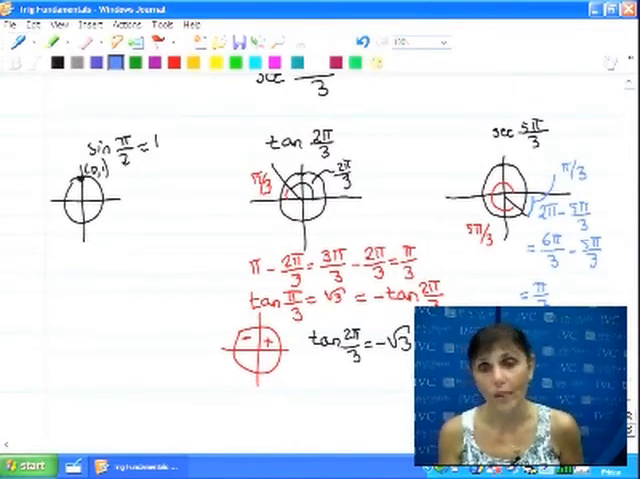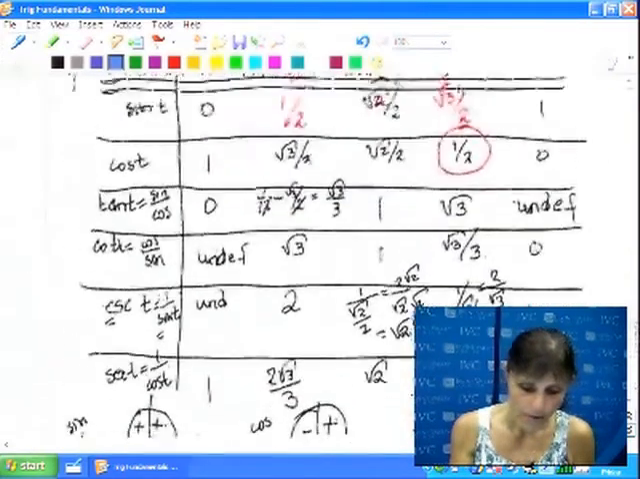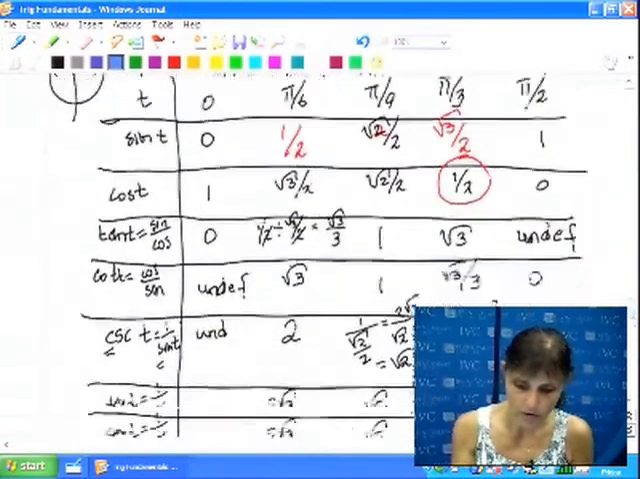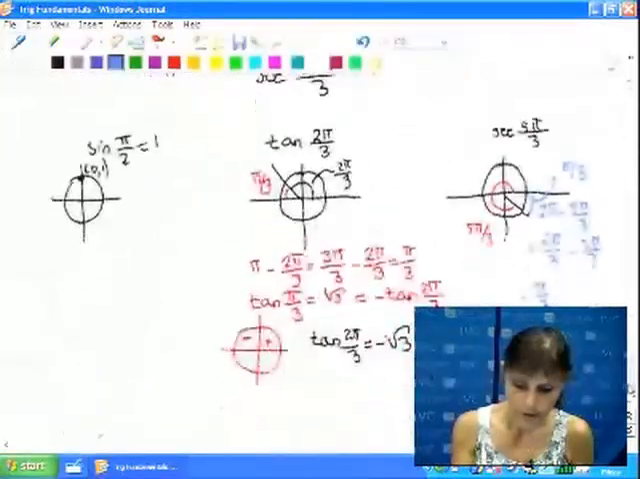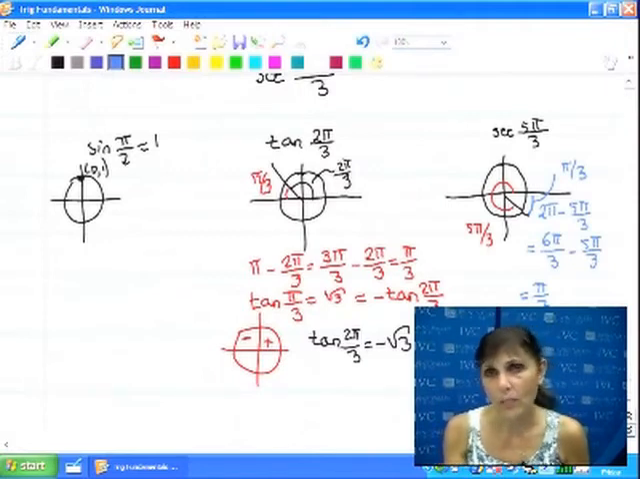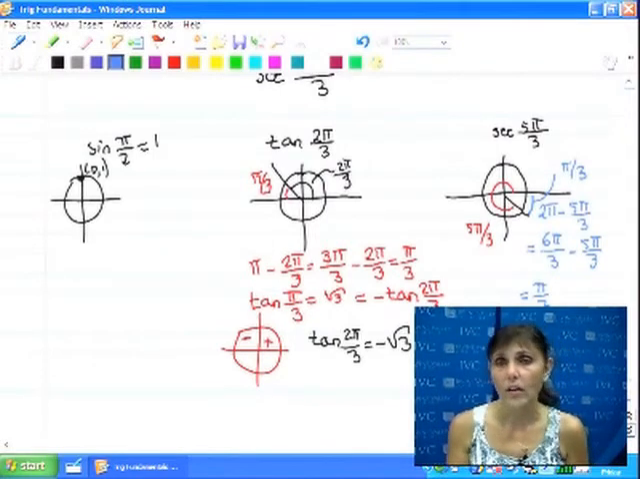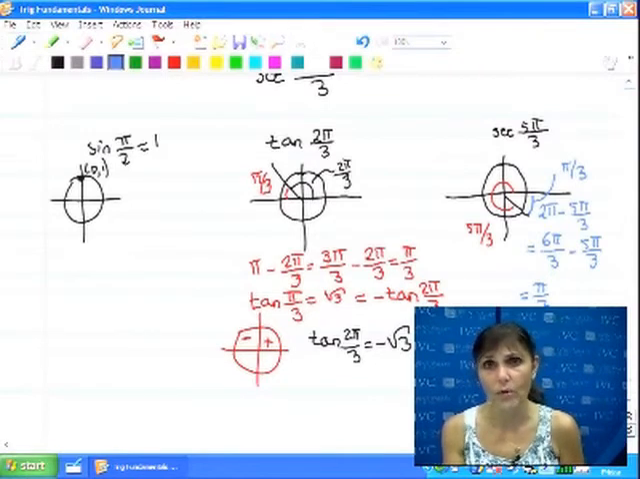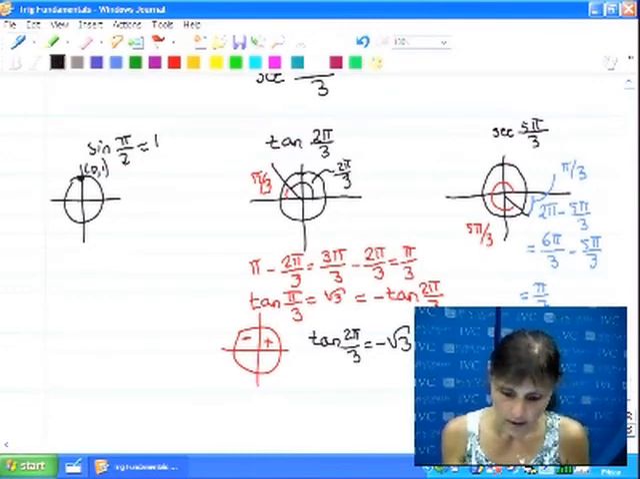Now I need to memorize or figure out that secant is 1 over cosine. Secant of pi over 3. Remember what it was? Pi over 3 is right here. So secant of pi over 3 is simply 2. Alright, now let's find out if the secant works like cosine, and I know that cosine is positive here. So in other words, secant of pi over 3 and secant of 5 pi over 3 will have the same sign. So that means, I write this down, secant of 5 pi over 3 is also 2.